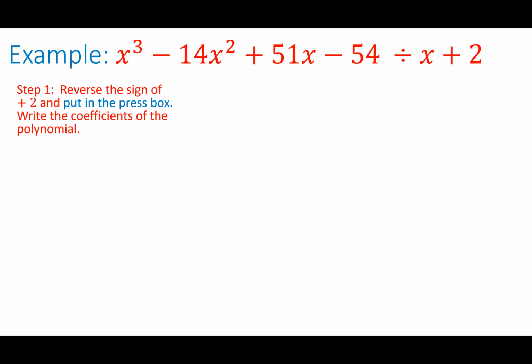Okay, so for the first step, reverse the sign of that positive 2 and put it up in the press box. So I'm going to create this little half of a square here, and I'm going to write a positive 2. That's what I call the press box. So think of it like on a football field, athletic field, the press box, somebody's sitting up there videoing the game, announcers are sitting up there, radio people, whatever. Okay, so that's the press box. I'm putting it up top.